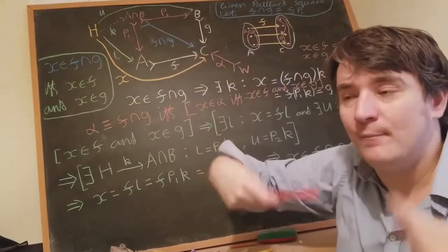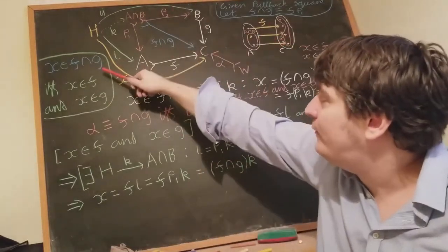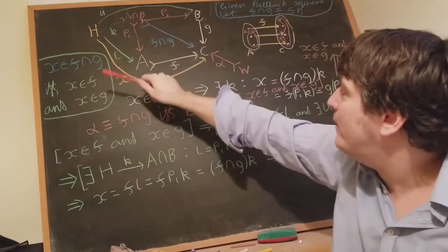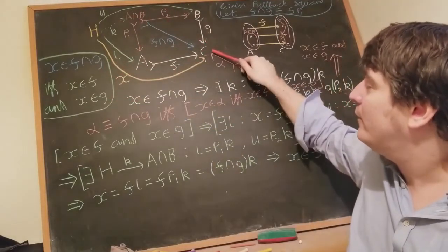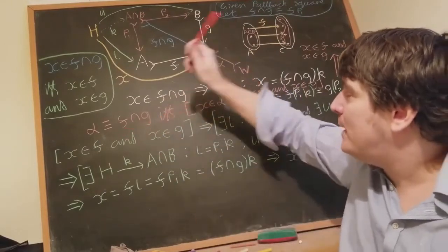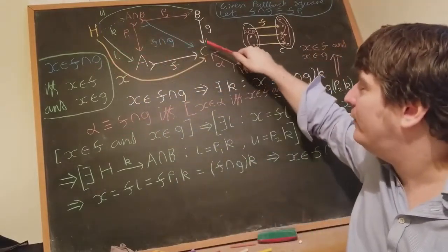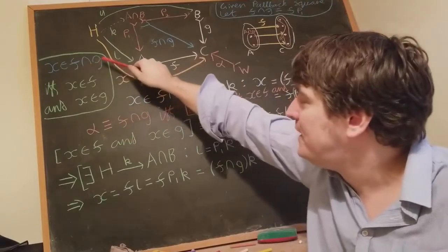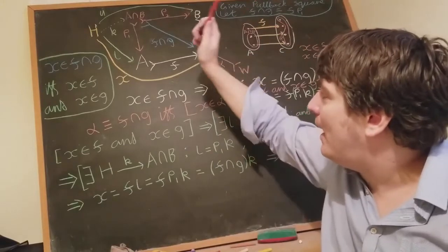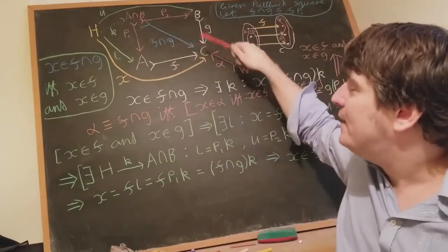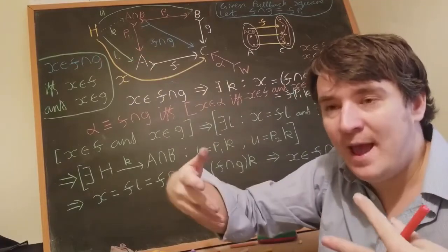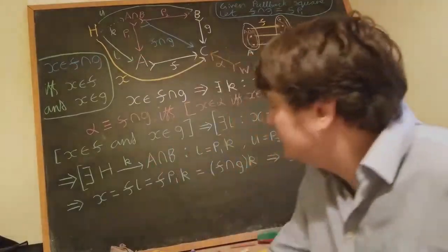So basically what this gives us is an even simpler way to think about what the intersection of two monics is. If we have a monic F and a monic G with the same target, then we can consider their intersection to just be another monic with the same target, a monic that we might call F cap G, with the property that for any arrow X into C, X is in F cap G if and only if X is in F and X is in G.